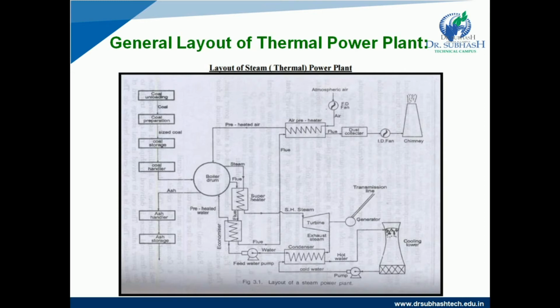Condenser, which is also one of the most important equipment used in the thermal power plant. The exhausted steam is condensed in the condenser by means of cold water circulation. Here the steam loses its pressure as well as temperature. Where? In the condenser, right? So it is converted back into water.